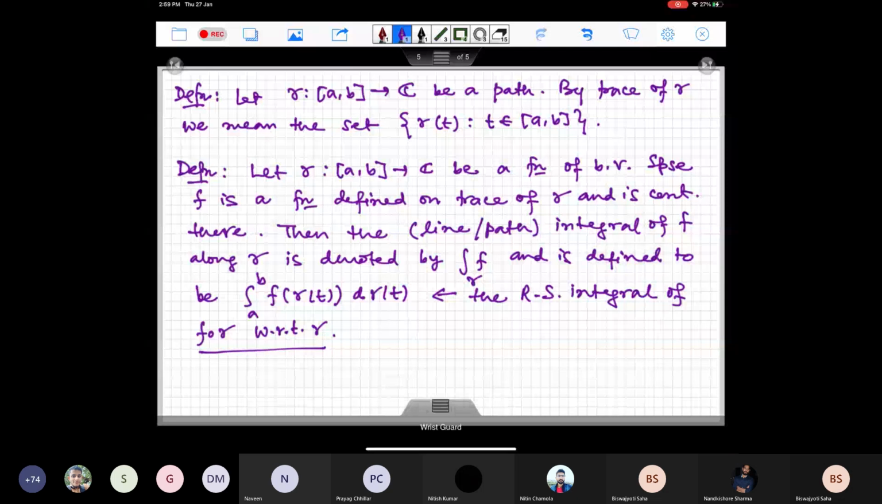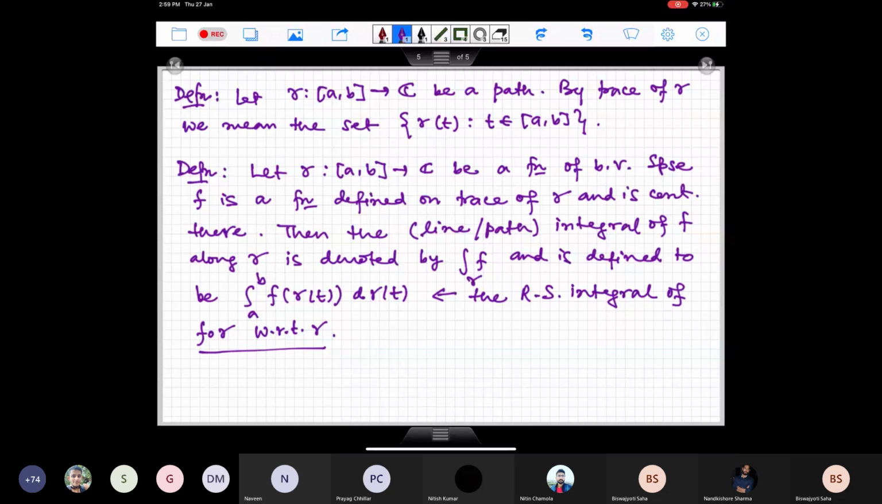It should be very clear, because for instance, my f to start with is not defined on a closed interval AB. It's only defined on gamma of t. So f composed gamma is of course a continuous function anyway. So that is what it is. This is the definition of the line integral.